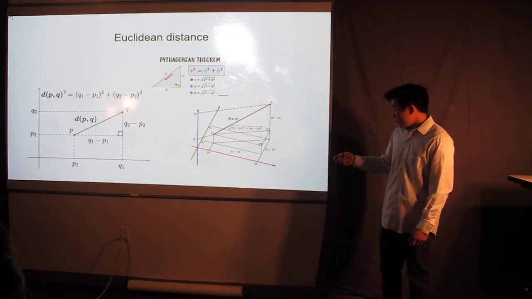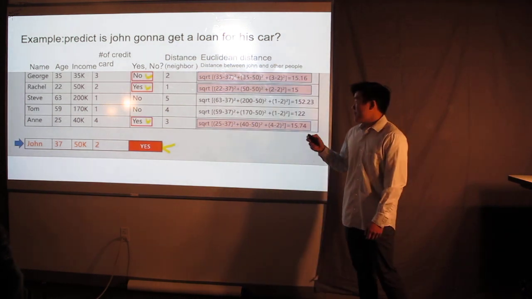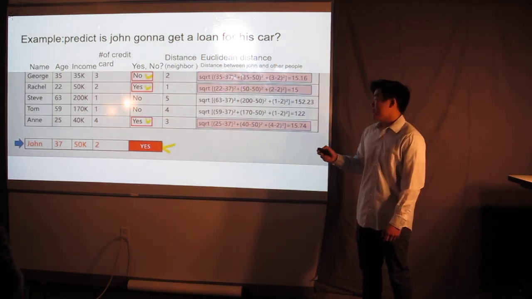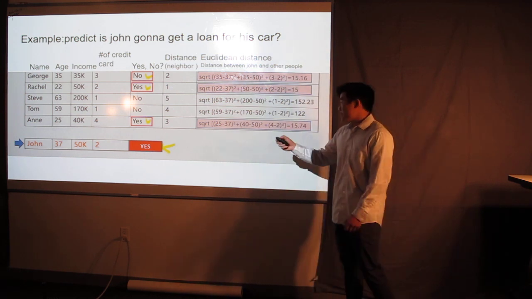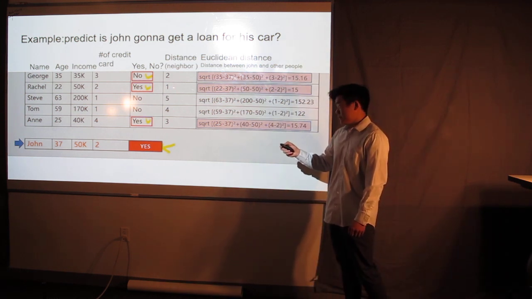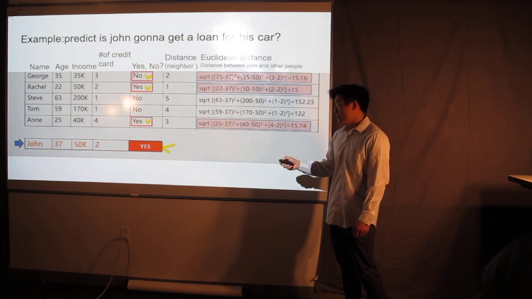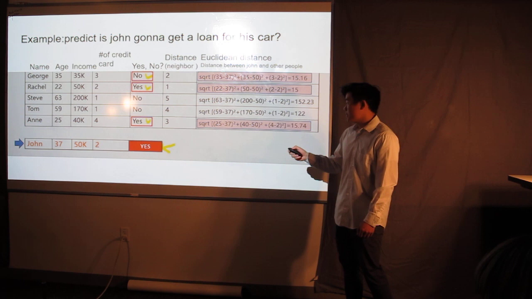And here's an example. Predict: is John going to get a loan for his car? First, they look to pick the people that are next to John. Which one is the closest to the least close?